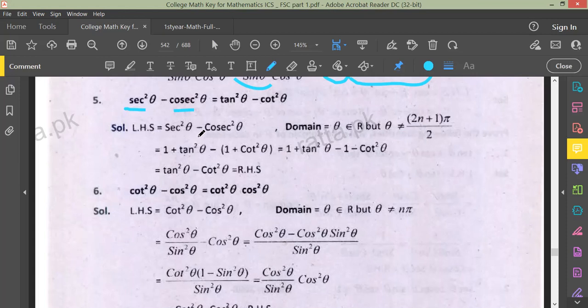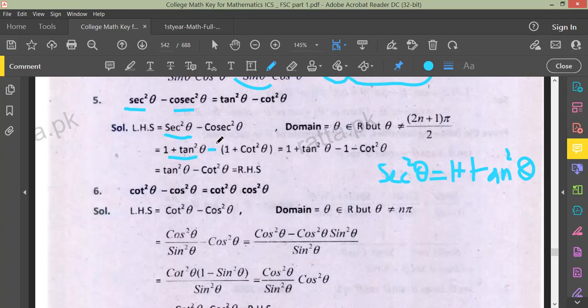minus cosecant square theta. We know that secant square theta is equal to 1 plus tan square theta. This is a formula of the fundamental identities. By using this formula, and cosecant square theta is equal to 1 plus cot square theta. So secant square theta will be equal to 1 plus tan square theta minus, and cosecant square theta will be equal to 1 plus cot square theta.